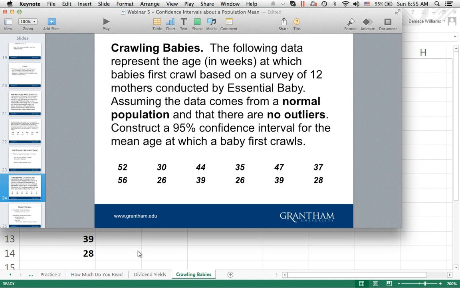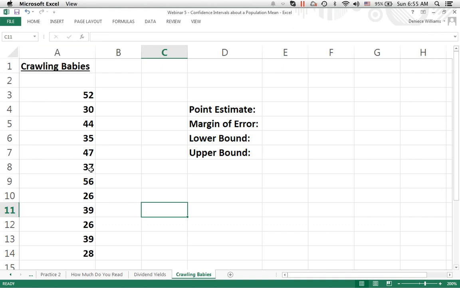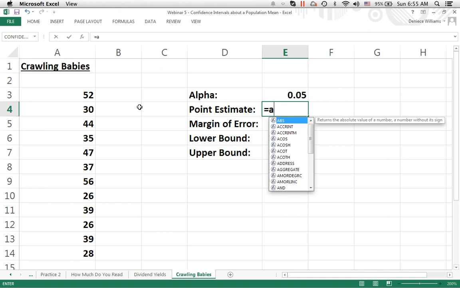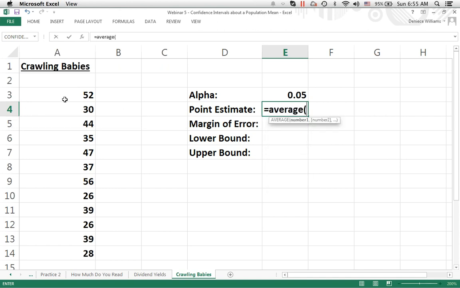Now, the data was transferred here to the Excel spreadsheet, and I'm going to go ahead and work the problem. So we have our point estimate. Our point estimate is equal to the average of these numbers. Our margin of error is equal to, well, let's find what it's equal to.